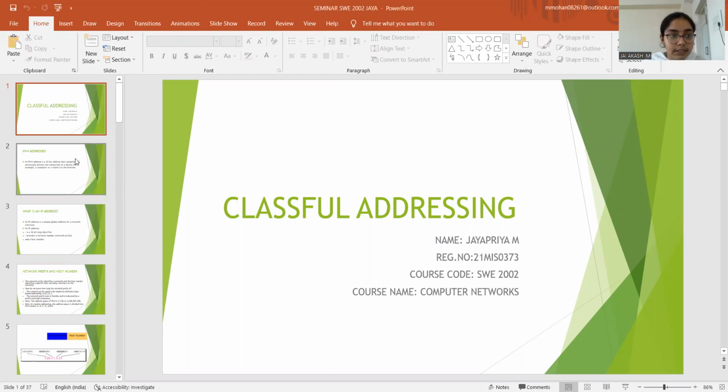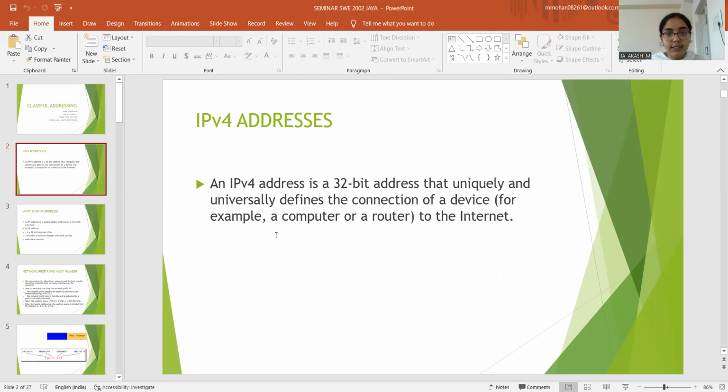Now we are going to see about IPv4 address. An IPv4 address is a 32-bit address that uniquely and universally defines the connection of a device, for example, a computer or a router, to the internet.